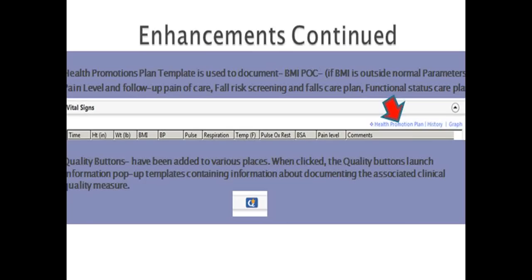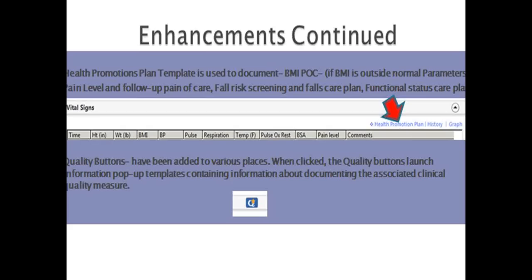Another enhancement is the health promotion plan. It's used to document the BMI PLC, and you can get to that right by the vital signs in the intake tab. You just click on that little link that says health promotion plan, and I'll show that to you in just a little bit.